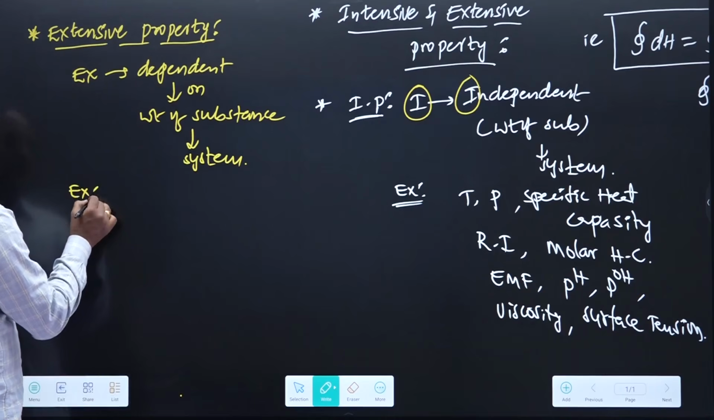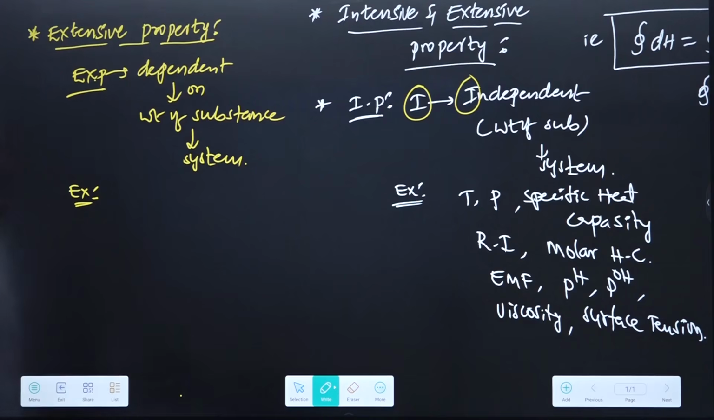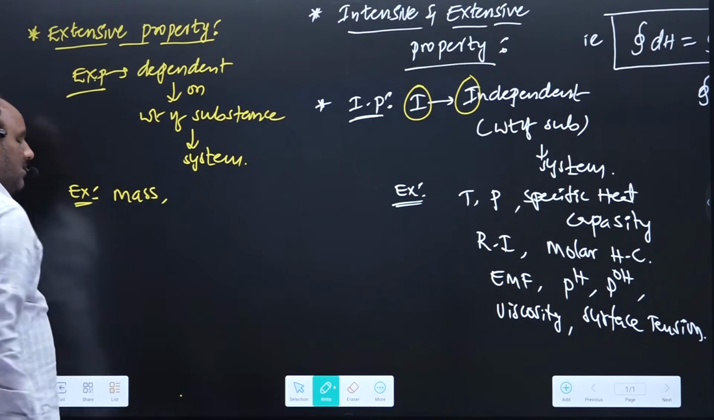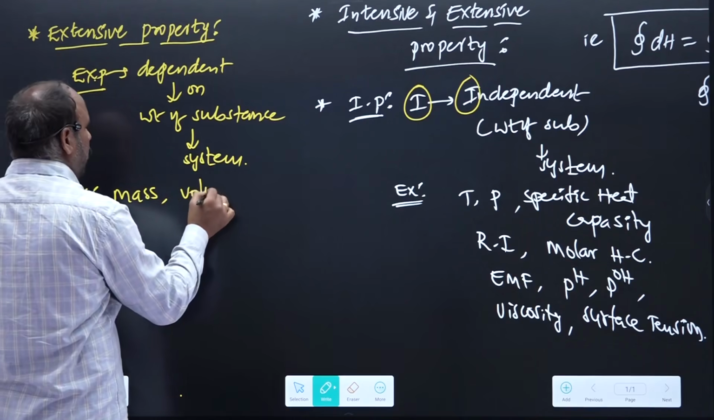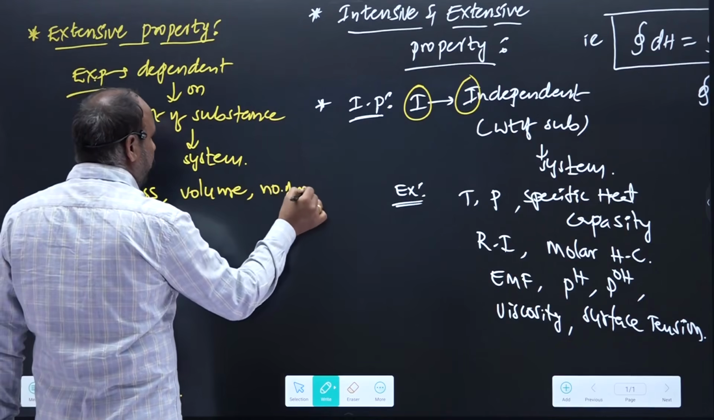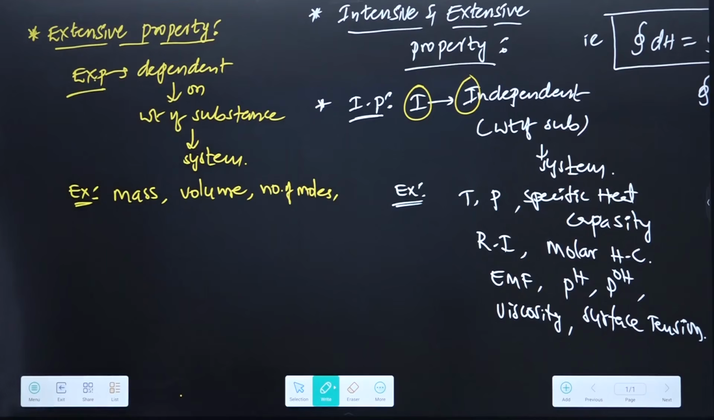Examples. How to write extensive property, right? Tell examples. Volume, right? Mass also. Mass is what? Extensive. Next, number of moles. Number of moles extensive or intensive? Weight by gram molecular weight. Intensive or extensive? Sure? Extensive?